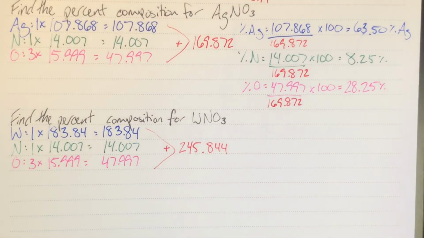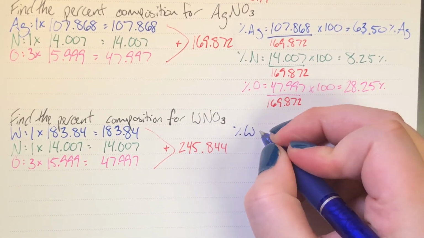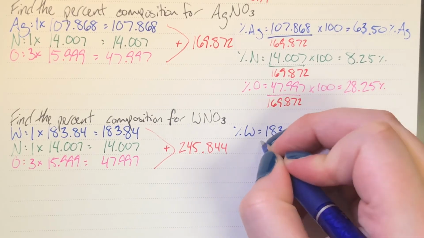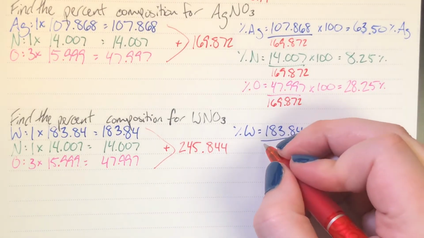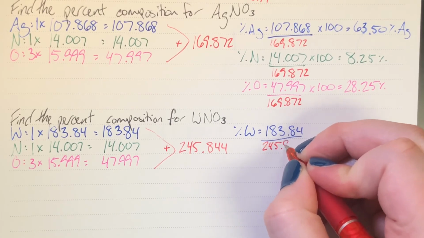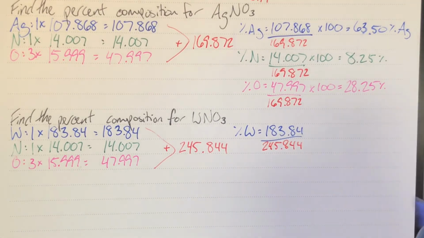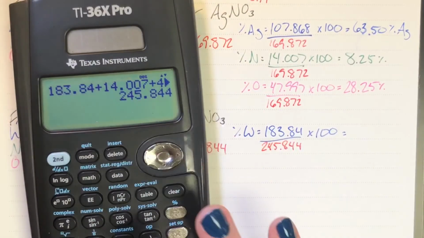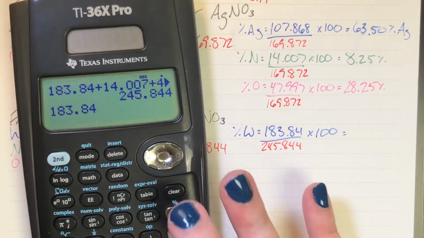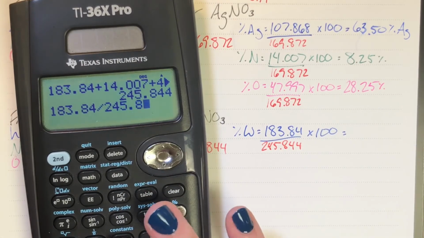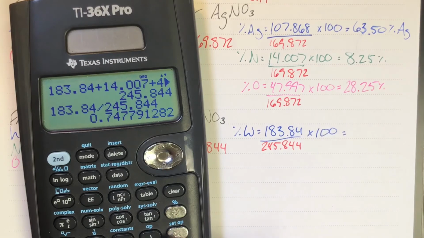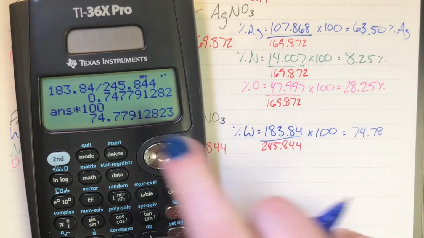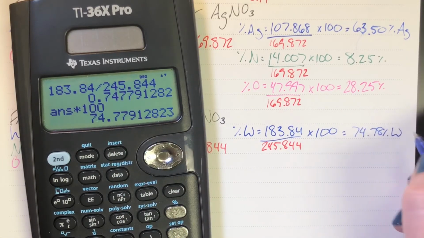And then I can do my percentages. So percent tungsten is going to be equal to 183.84 divided by my total mass of the compound, 245.844 times 100. So 183.84 divided by 245.844 times 100. Gives me 74.78, since 9 makes me round up, percent tungsten.